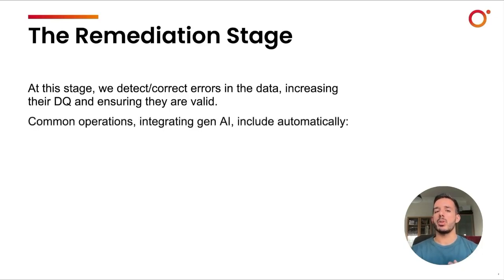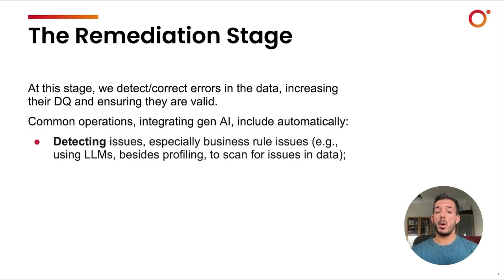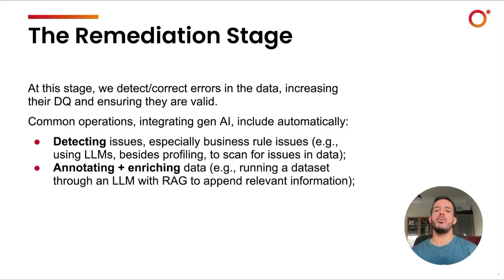So what are common operations that we do at this stage, already including the use cases for generative AI? Well, automatically detecting issues using GenAI, especially business rule issues, for example, using an LLM besides profiling the data to actually scan for issues in the data, which may not have to do with the data themselves, but the logic, right? A very basic example would be for every instance of a customer entity, for example, having an associated tax information instance of an entity as well, right? And GenAI can help you automatically detect not just problems with the data, but problems in the relationships among the different entities.